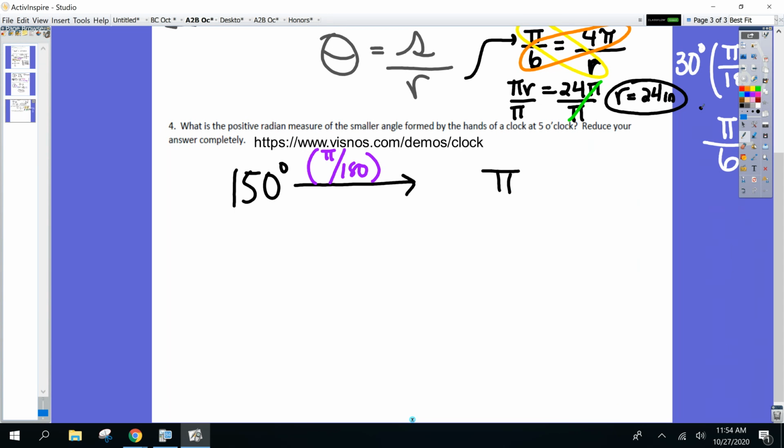Five, 6. There we go. So this is 5 pi over 6. All right, that's the angle measure from 12 to 5: 5 pi over 6 as radians.